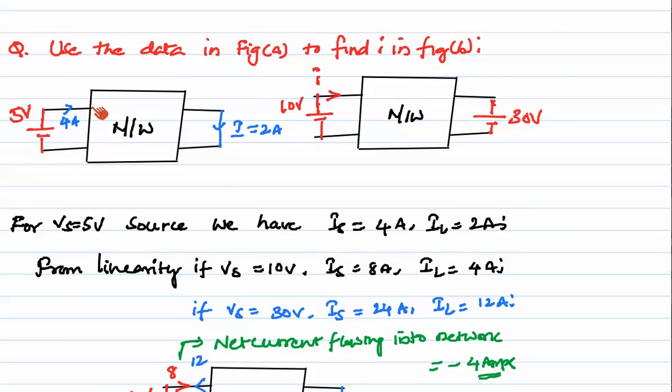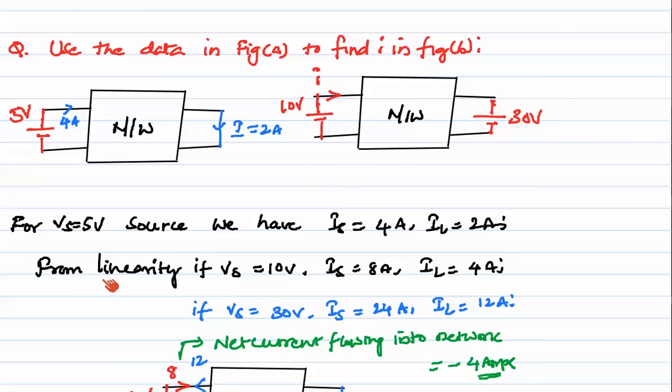Okay, and next, third problem: use the data in figure A to find in figure B. So here in this, friends, we have 5 volts. When we have 5 volts, we have a response of 2 amps. When we have 10 volts and 30 volts here. So for Vs equal to 5 volt source, we have IS supply current as 4 amps and load current as 2 amps.